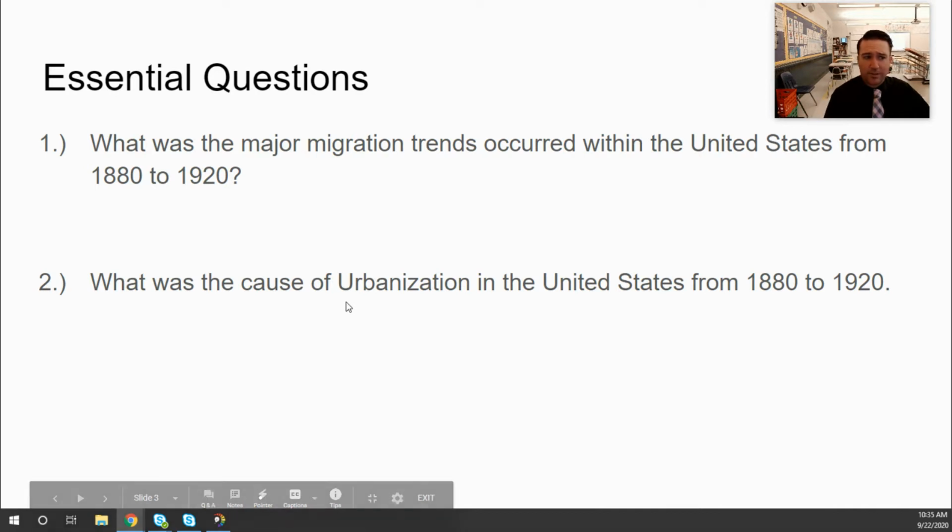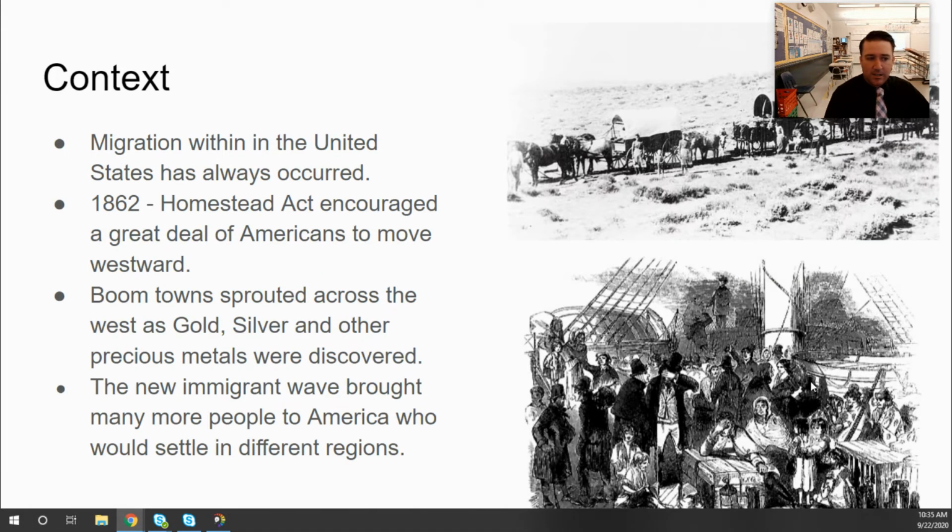The central questions for this are: which major migration trends occurred within the United States from 1880 to 1920, and what was the cause of urbanization in the United States from 1880 to 1920, okay? So the migrations that are occurring in the United States are already in play. They've already been going on since the beginning of our country's history, and some of the things highlighted in the previous stuff that we've been learning about in Unit 0.